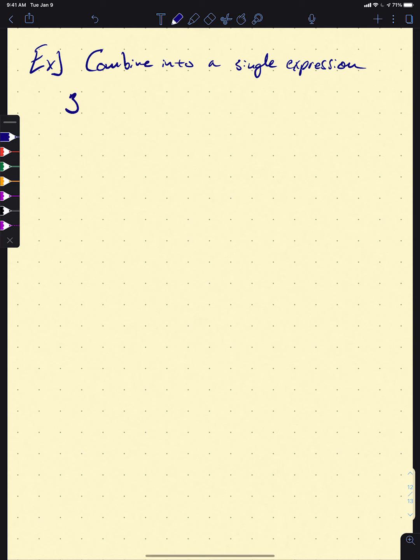We can also go in reverse, right? We can say combine into a single expression. We'll just do one of these. Let's say we're looking at 3 times the natural log of s plus 1/2 times the natural log of t minus 4 times the natural log of t squared plus 1, okay?